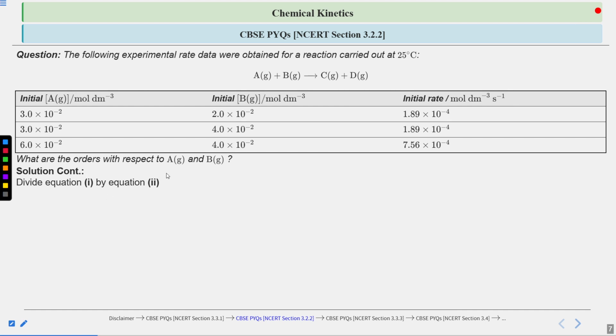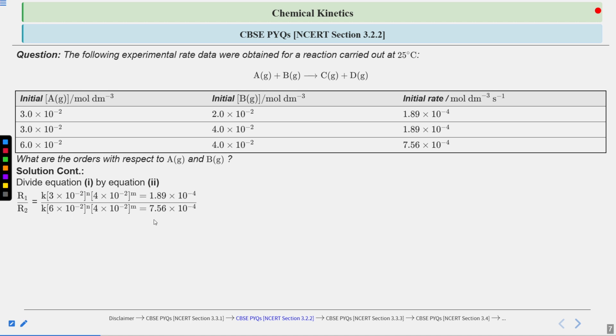So when you divide the first equation by the second equation, you will get R1 by R2 equals K by K, 3 times 10 to the power minus 2 to the power N divided by 6 times 10 to the power minus 2 to the power N. And similarly, the B concentration to the power M, B concentration we take as constant. And the rate will be 1.89 times 10 to the power minus 4 for the first divided by 7.56 times 10 to the power minus 4 for the second.